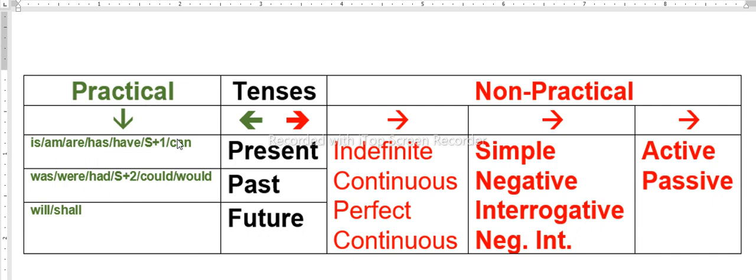For example, this is present tense. I don't split it as indefinite, continuous, this, that. So you need to identify present tense, past tense, and future tense. This is important. You should come to this side. Present, what I understand is: is, am, are, has, have, S plus one, can.